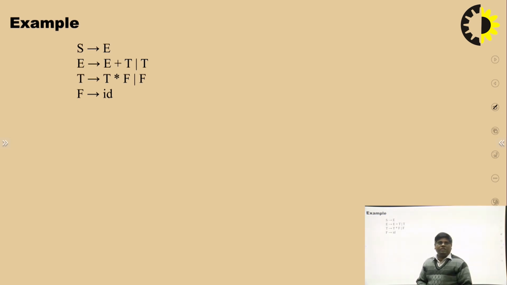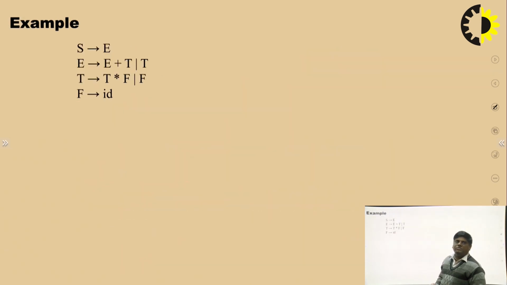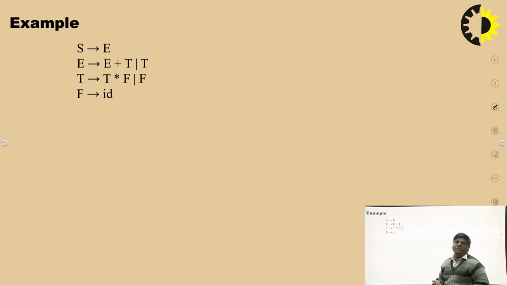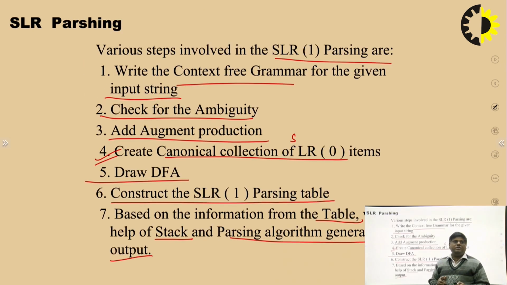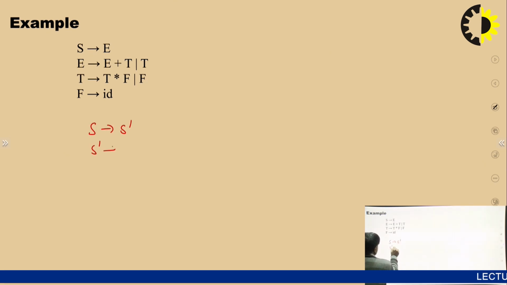Now, what is next? The first step, we write the context-free grammar. Here we write the context-free grammar. Now the second step, check the ambiguity of the grammar. Now we check the ambiguity of the grammar. The grammar is unambiguous. Now the third step, add the augmented grammar. So what is the procedure to add the augmented grammar? That is very simple: S' tends to S, and S tends to E.